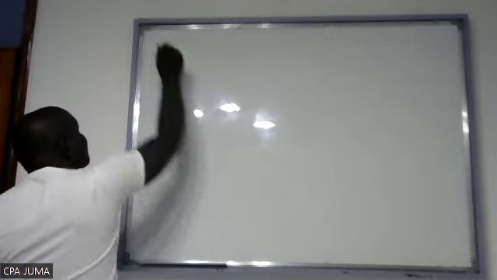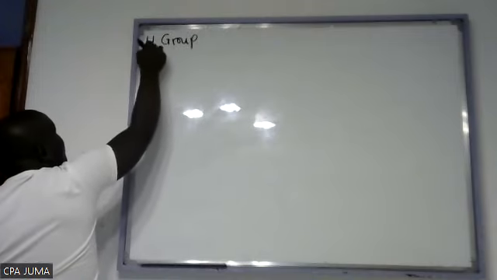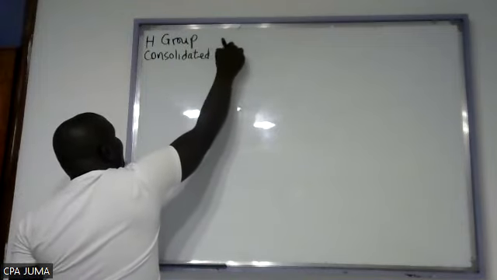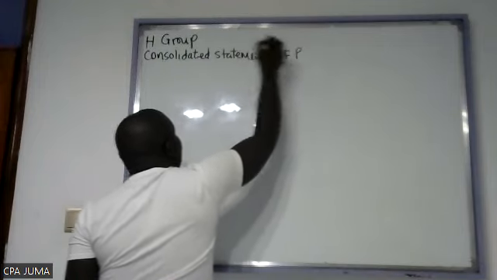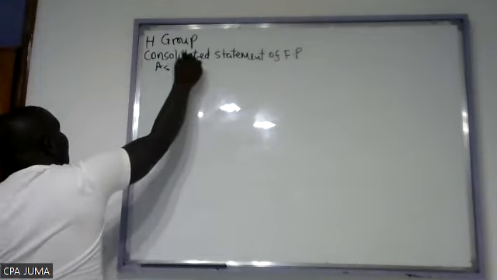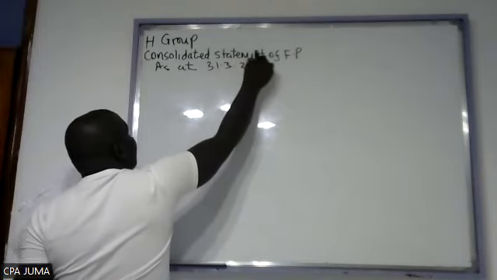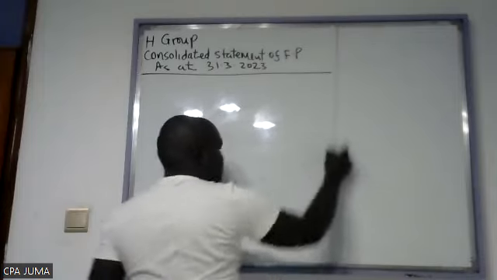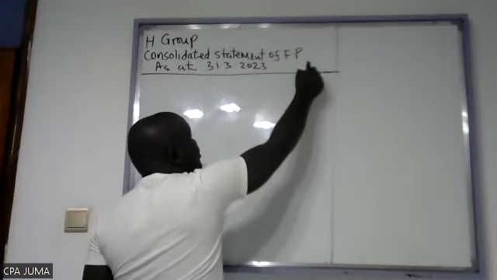So this is H group, as at 31st March 2023. Yeah, so shillings are in millions.